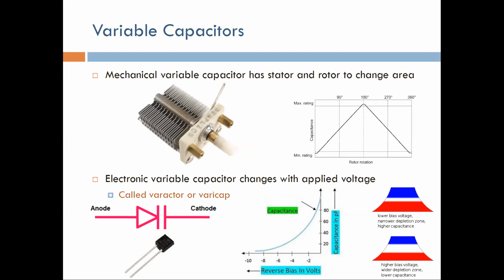This is a kind of mechanically variable capacitor. If you change the position of this knob here, you'll have a capacitance that changes with the angle of the knob. You have a certain range for the capacitance depending on how many plates you're using. This is a multi-plate capacitor, and depending on the angle, you have a different area, and this will change the capacitance.